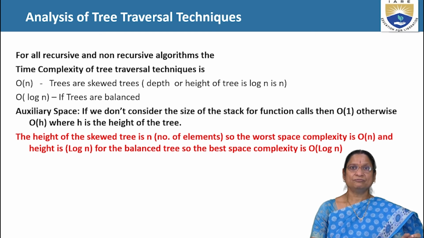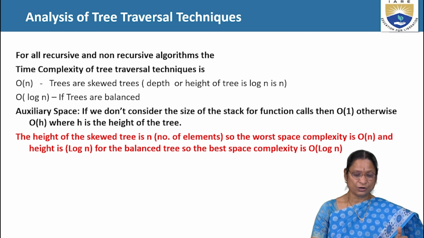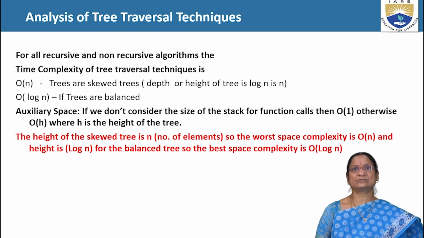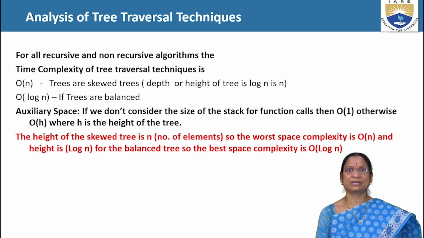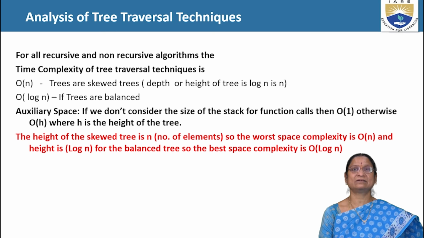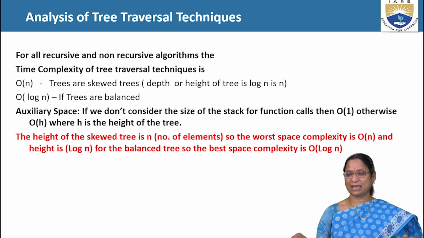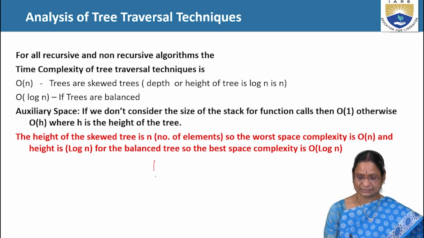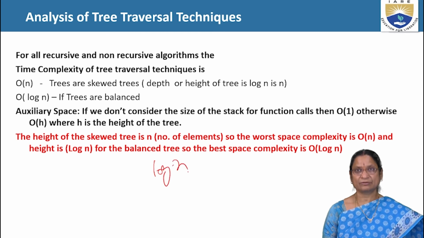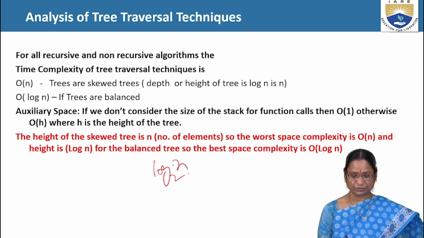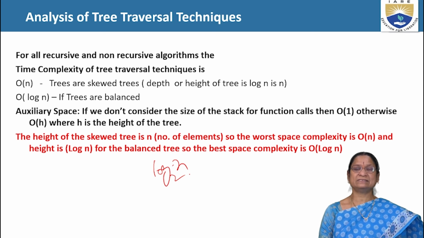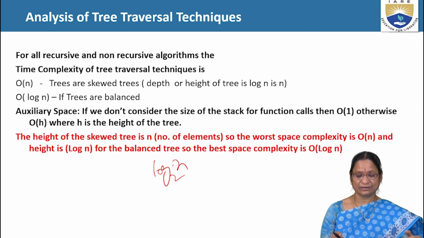For all recursive and non-recursive procedures, the time complexity will be order of n if the tree is skewed, otherwise order of log n. That is, the best time complexity is log n and the worst time complexity is big O of n. Why? Because we are traversing a tree. If the tree is balanced, the height of the tree is log n, to the base 2 for a binary tree. So at the most we are traversing the height of the tree only.